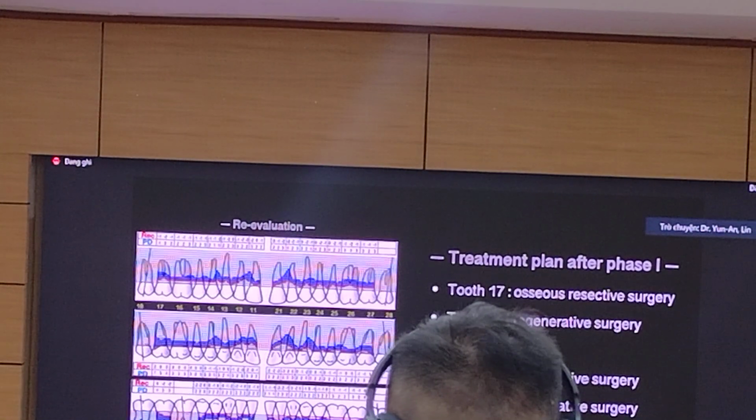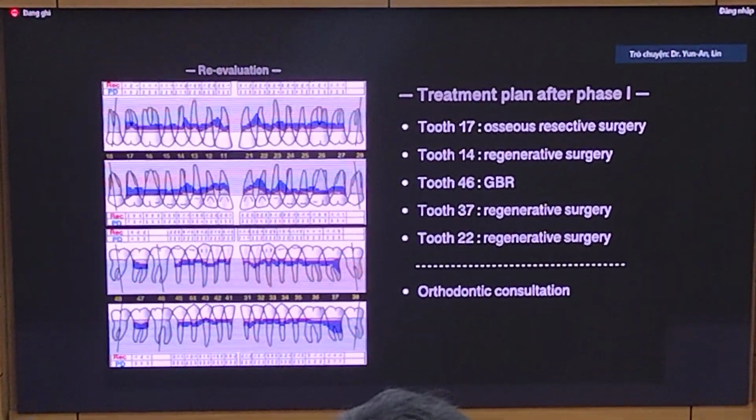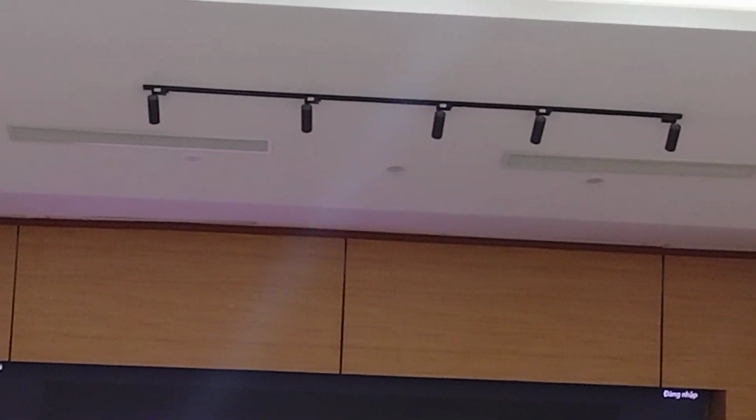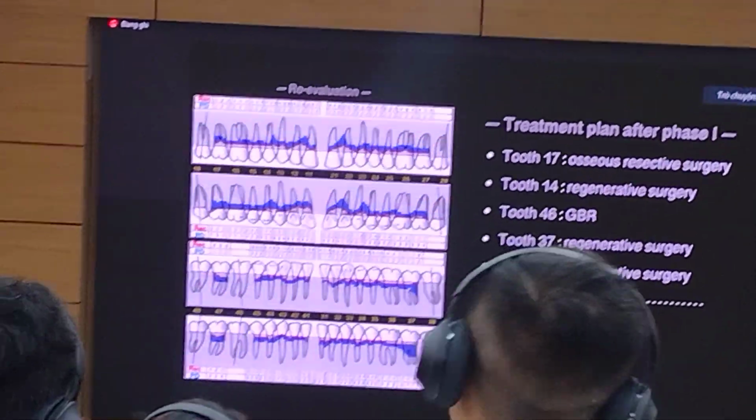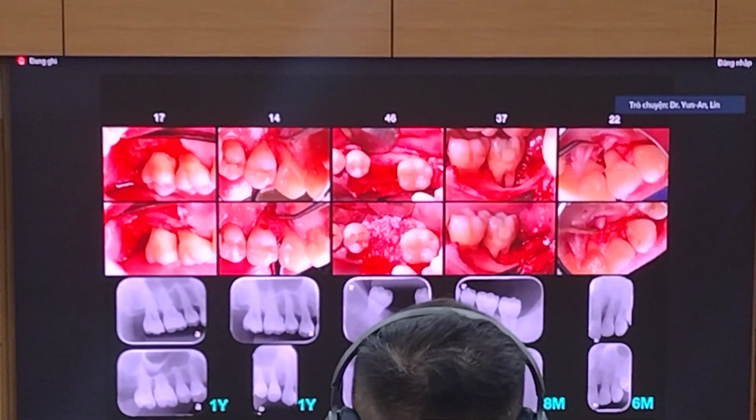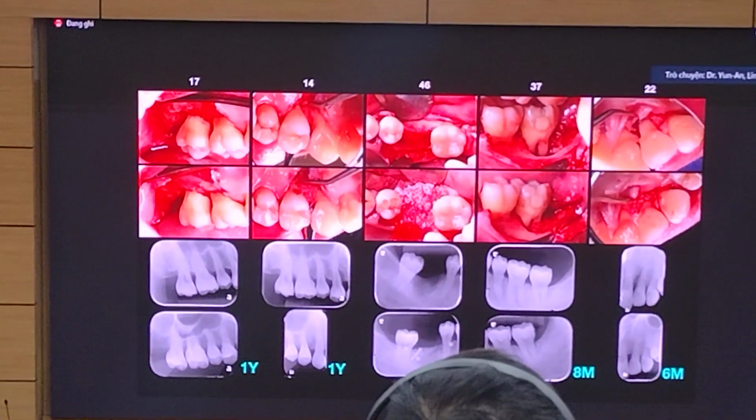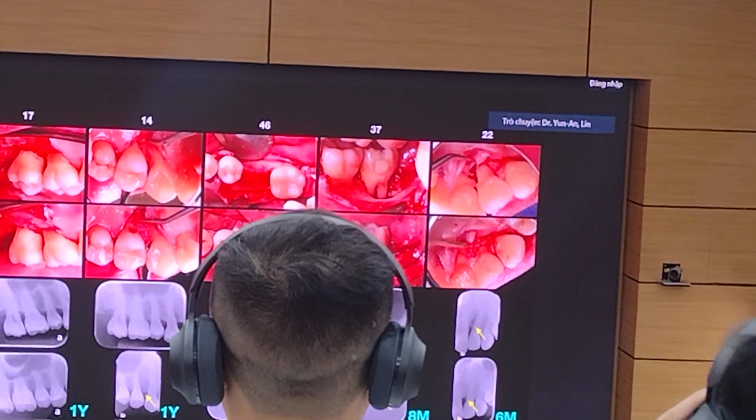After the non-surgical periodontal treatment, the treatment plan was osseous resective surgery over tooth 17, and guided tissue regeneration over teeth 37 and 22. After performing these surgeries, the patient decided to receive orthodontic treatment. As a result, all the surgeries were performed and the outcome was successful, with significant radiographic bone gain.